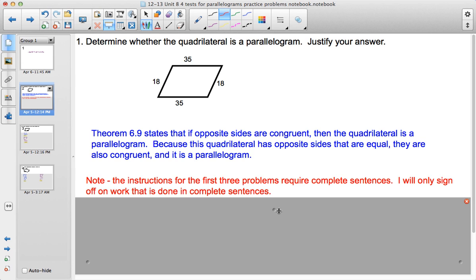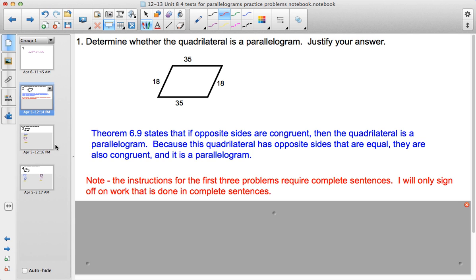Now, as a note and a reminder, the instructions for the first 3 problems require complete sentences, and I will only sign off on work that's done in complete sentences. It's important to learn how to write your math using the proper terminology. So as you go on to complete problems 2 and 3 that are like this one, make sure you use complete sentences.